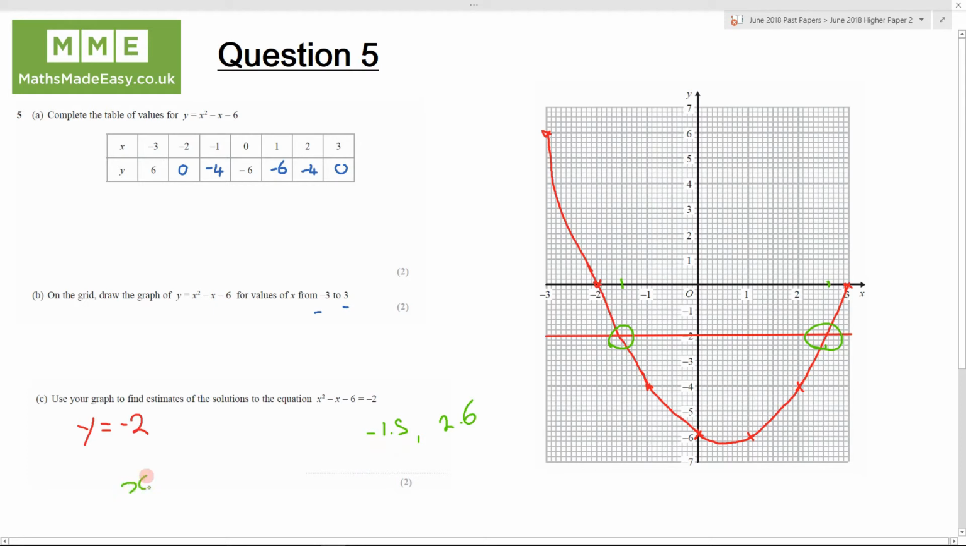The range for x would be 2.5 to 2.7 and minus 1.5 to minus 1.7. So if your answer is within those ranges, it's acceptable. And that is the end of question 5.